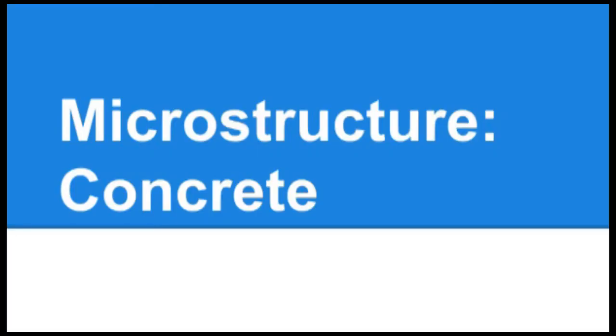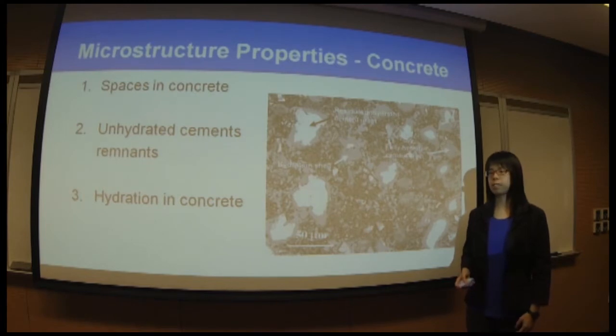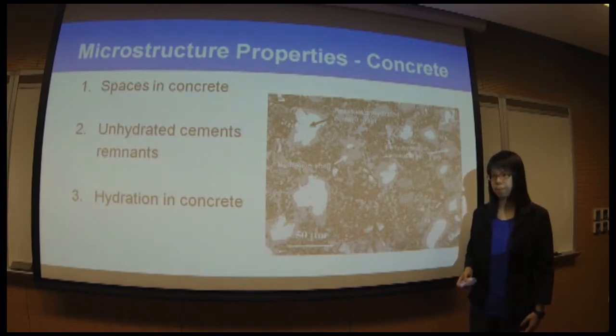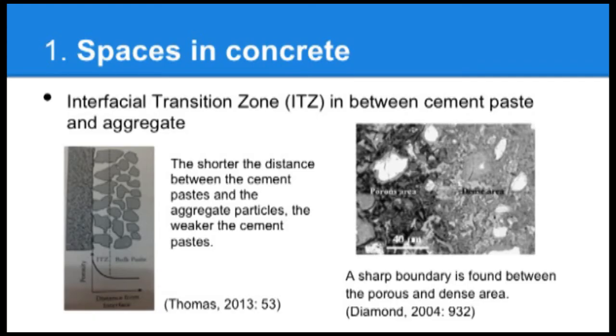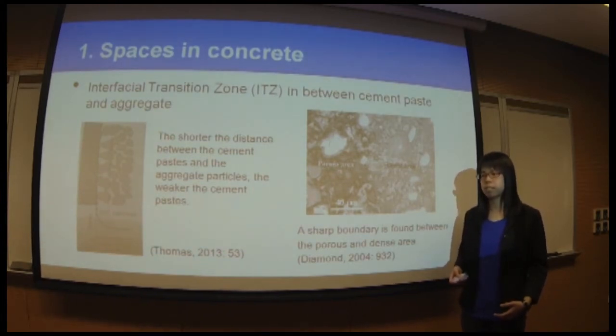So let me first talk about the microstructure of concrete. To examine the microstructural features of concrete, I'll focus on the spaces in concrete, the unhydrated cement remnants, and also the hydration in concrete. Regarding the spaces in concrete, there are interfacial transition zones in concrete, and the interfacial transition zones are the weaker regions, and in these regions there is a higher porosity and also a high water to cement ratio.